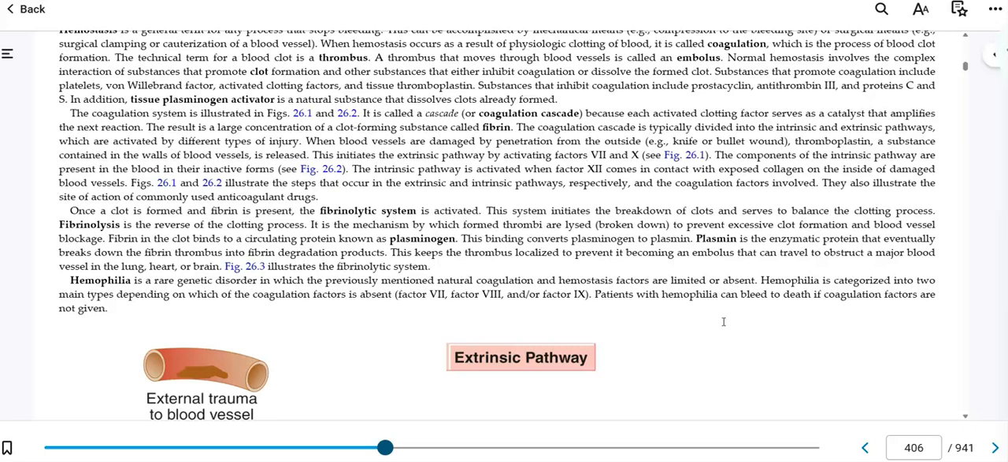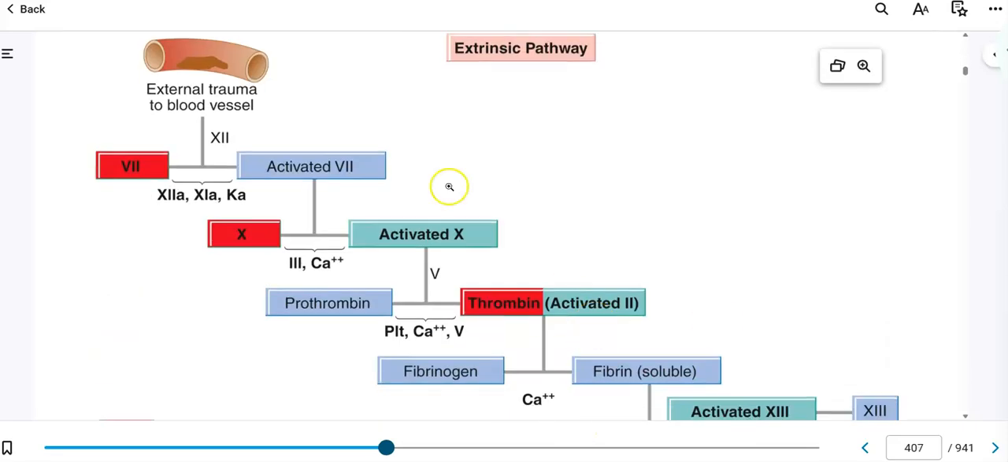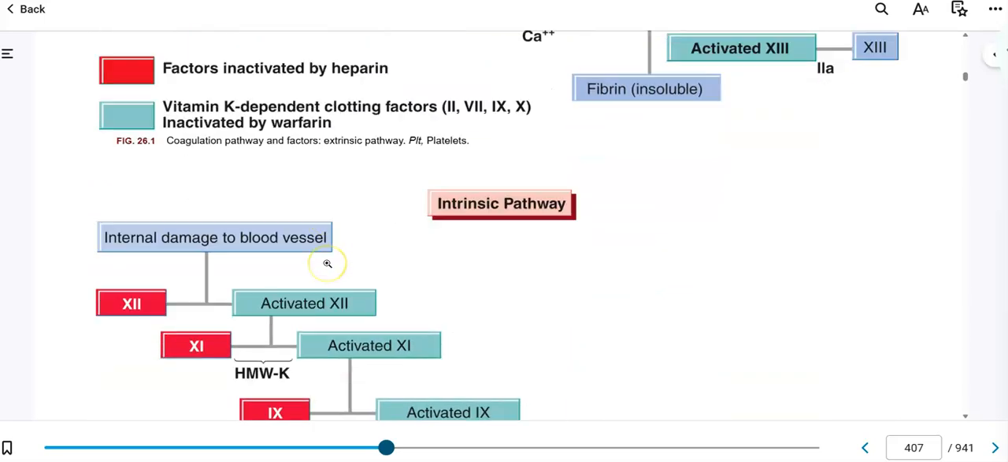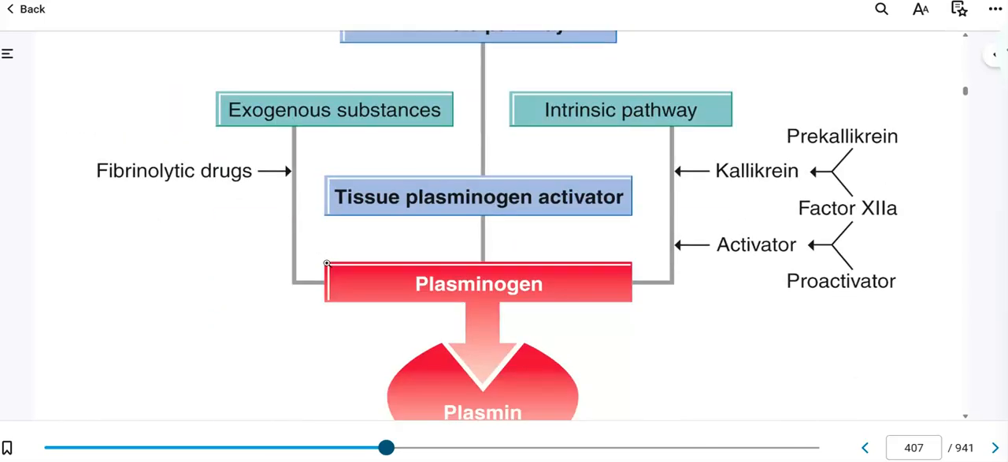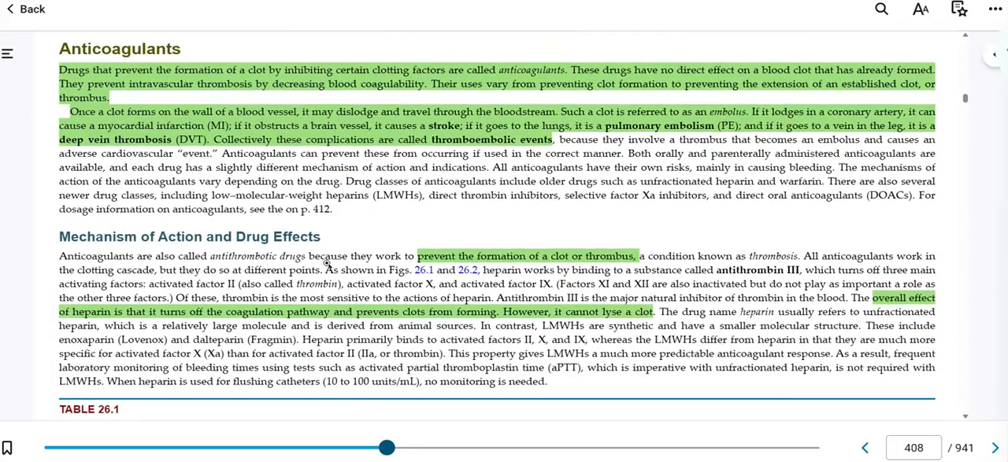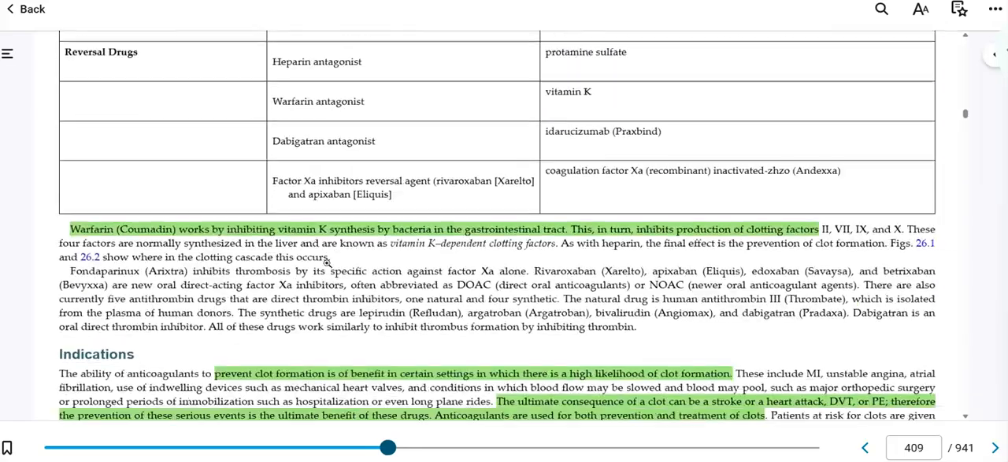All anticoagulants work somewhere in that clotting cascade, but they do so at different points. I'm not going to ask you about the clotting cascade, but know that one step has to happen to tell the next to happen. So they'll work somewhere on here by interrupting that cascade. The overall effect of heparin, specifically, is that it turns off this entire coagulation pathway and prevents clots from forming. However, heparin cannot lyse or eat a clot in and of itself. Here's the overview.